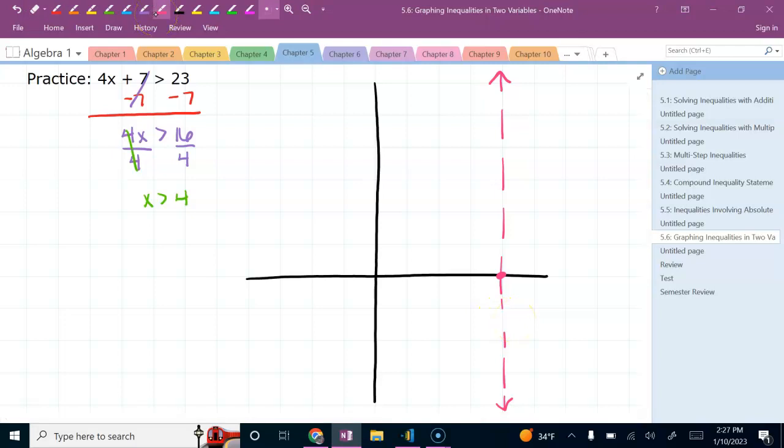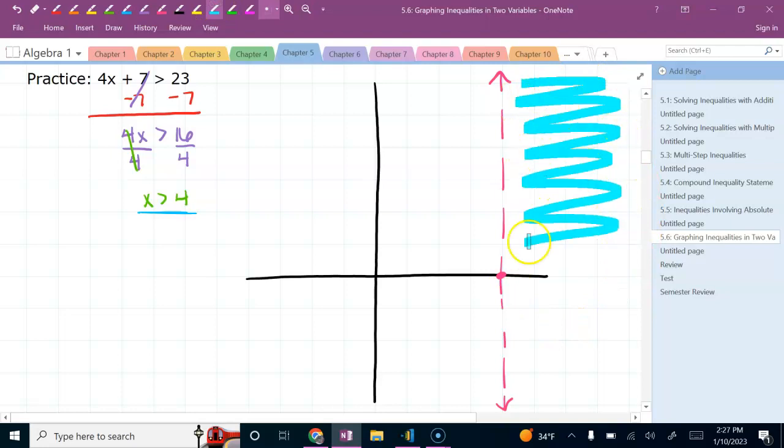Okay? Now let's talk about shading. This is saying that x needs to be bigger than 4. That's what that inequality says there. So anything greater than 4, or even think about this as that number line. 4 is on the number line here if I'm going left and right. And I want greater than 4, which would be everything to the right. So when I shade, I need to shade everything over here.